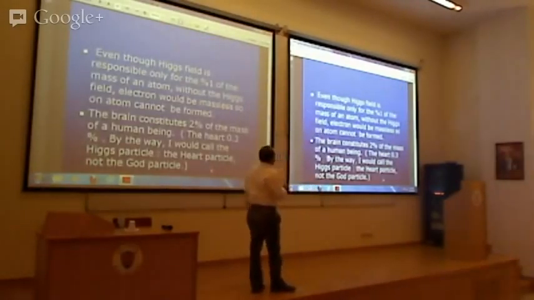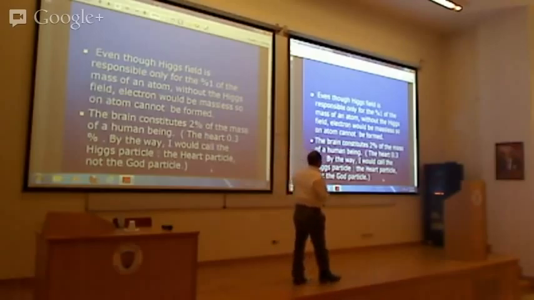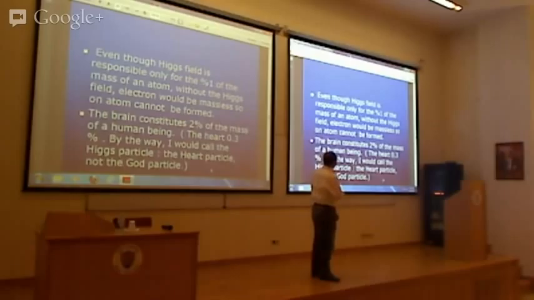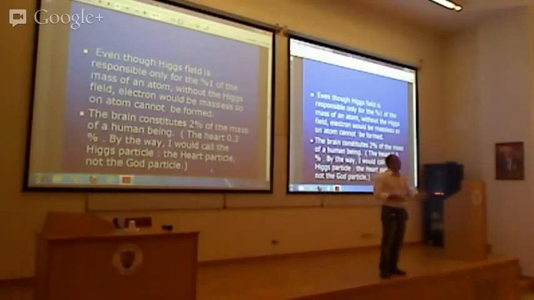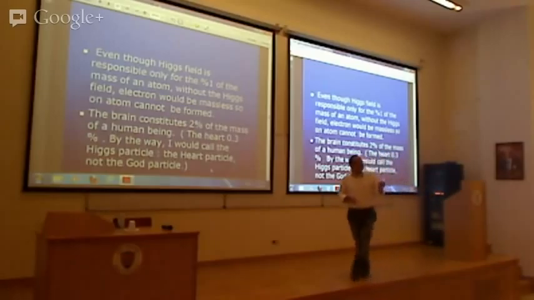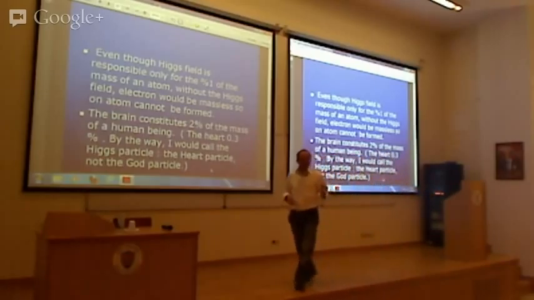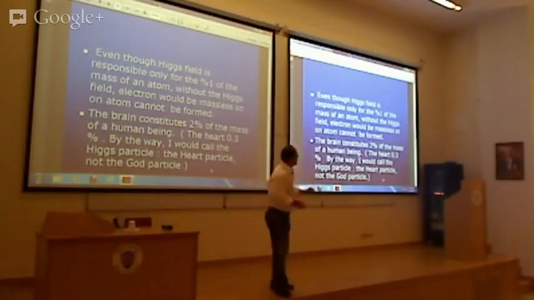Now, even though the Higgs field is responsible for only 1% of the mass of an atom, without the Higgs field, the electron would be massless, so the atom cannot be formed. Its radius would be 1 over 0, infinity. So you cannot really have an atom without the Higgs field.